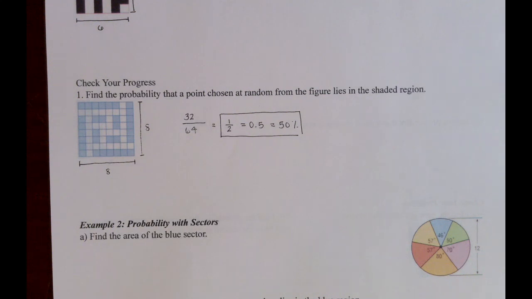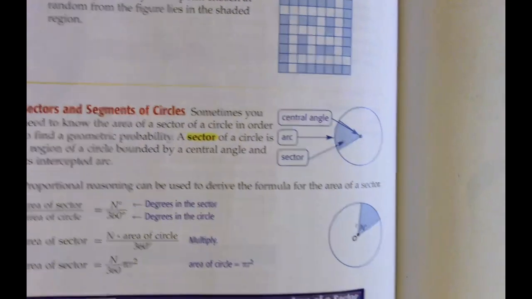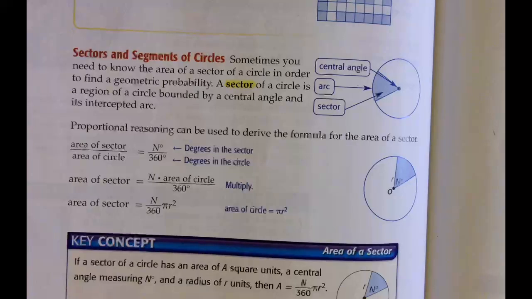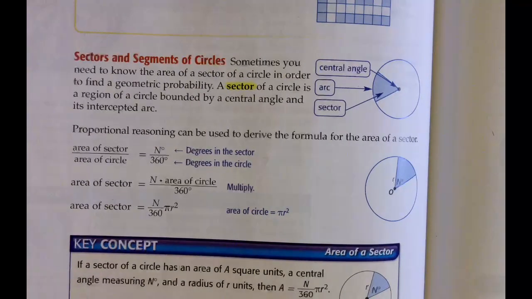Our next example is going to deal with probability with sectors. So it's important that we know how to find the area of a sector. Sometimes you need to know the area of a sector of a circle in order to find the geometric probability.